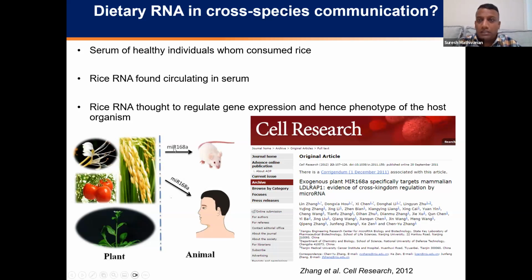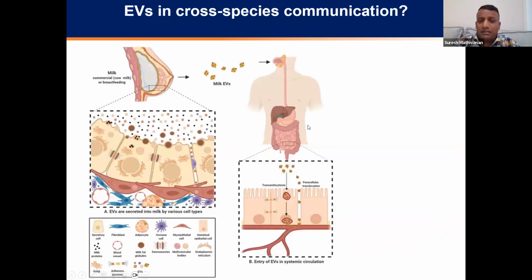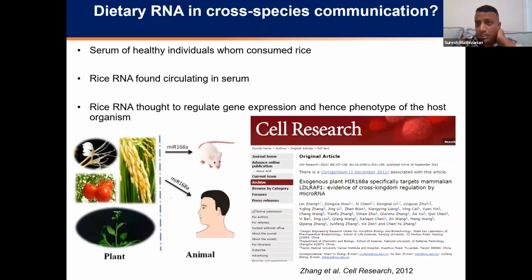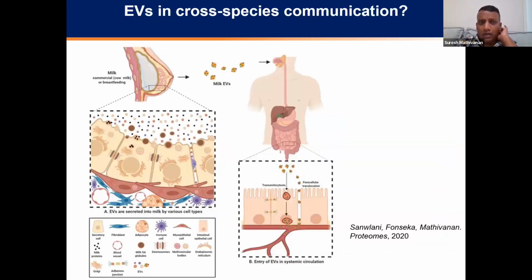And they articulated this MIR168A as one of the important ones. As you can see, this exogenous plant MIR168 can target gene expression in a way. So that story created a lot of interest at the time, and then it also created a lot of debate.